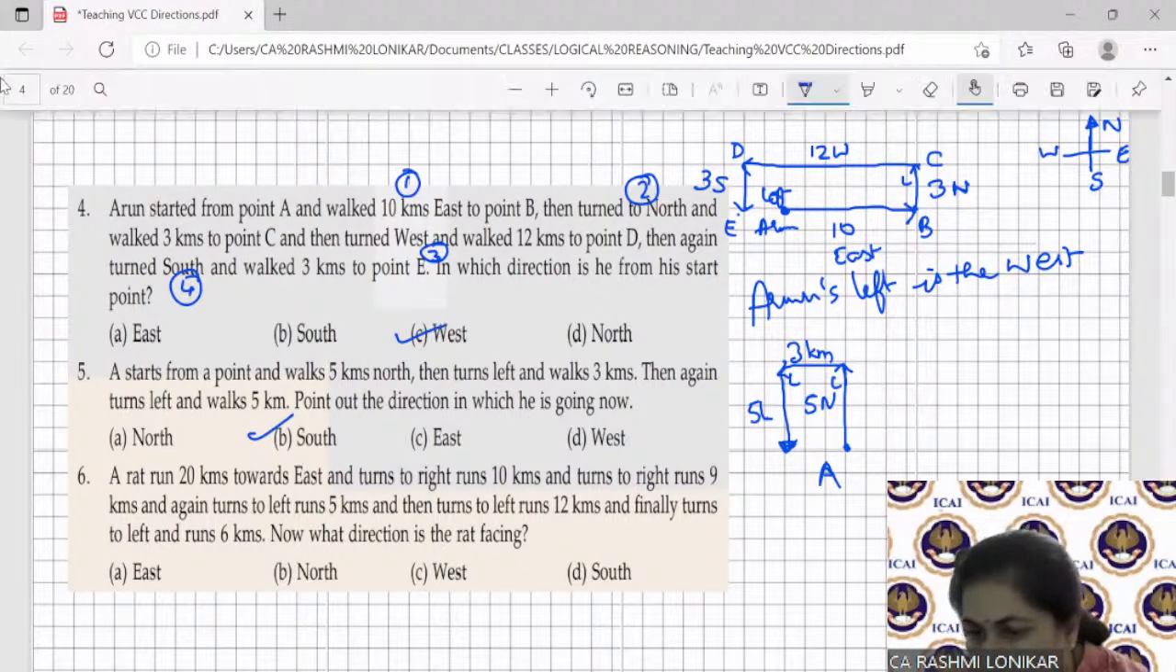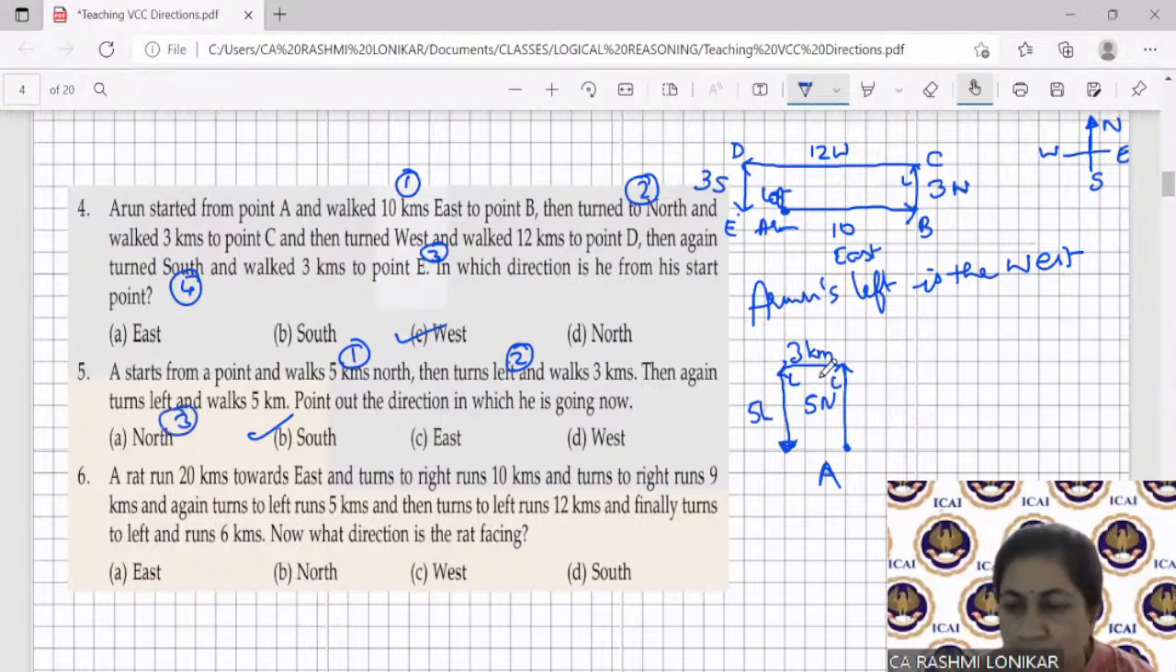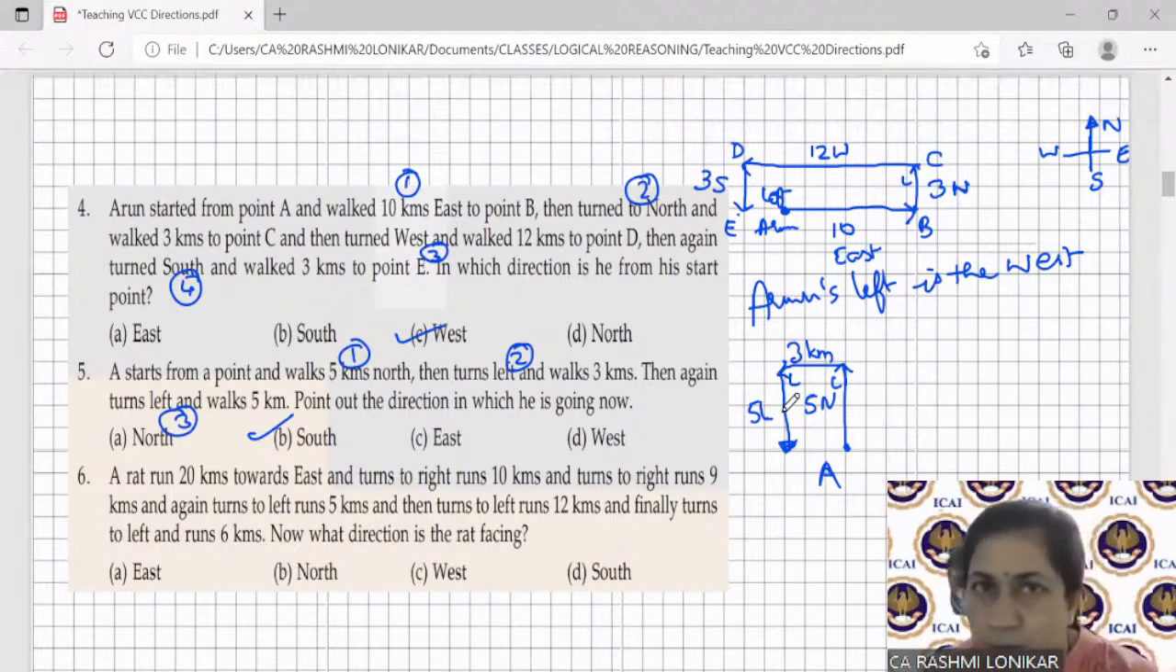Okay. So A starts from the point, walks 5 kilometers north, first point. Then turns left, walks 3 kilometers, point 2. Then again turns left. This is my third. So these are the 3 places. Here they have mixed both. They are also talking about walking in terms of directions, north, south, east, west, and also in terms of left and right. Okay.